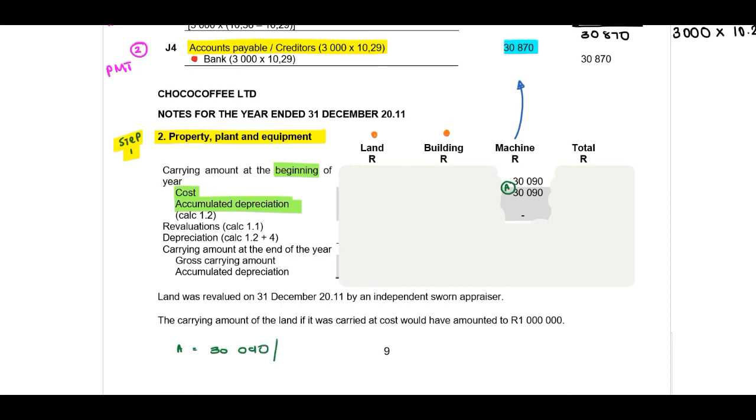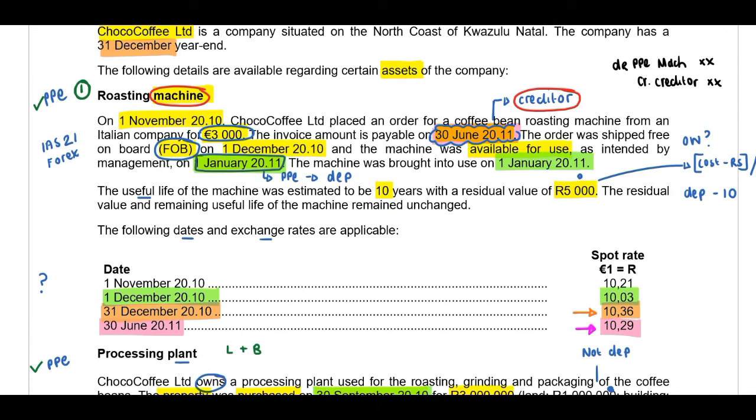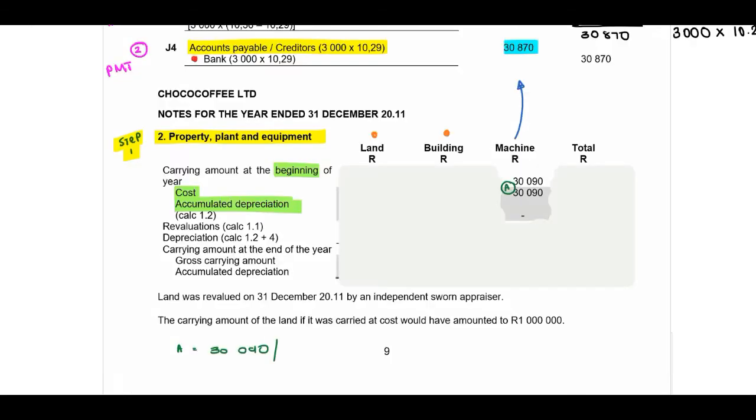At the bottom, calculation A, 30,090 divided by the useful life. And they've provided this to us in the scenario. The useful life is 10 years and we have a residual value of 5,000. Therefore, 30,090 minus the 5,000 divided by our useful life of 10 years, and this will give us a depreciation amount of 2,509. Right, our machine, we've completed this.